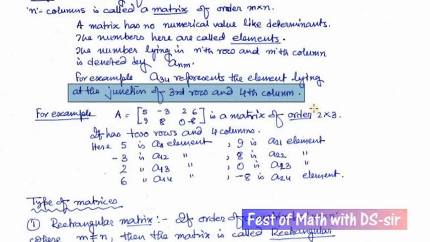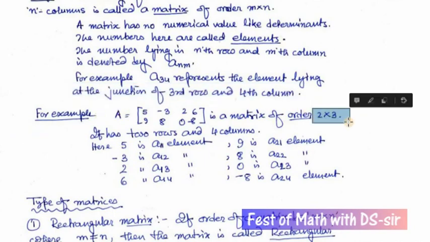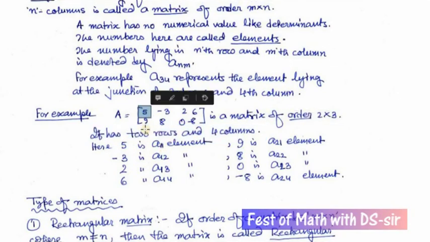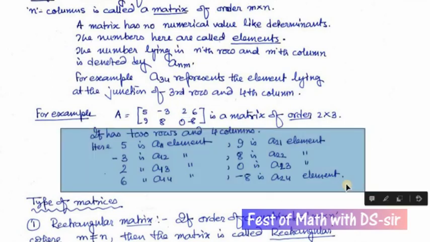Now this example is wrongly written. This will be 2 by 4. It has 2 rows and 4 columns. Here 5 is the A11 element because it lies at the first row and first column. 8 lies in the second row and second column, so it is the A22 element. Likewise, this 2 is the A13 element and all these are written here.